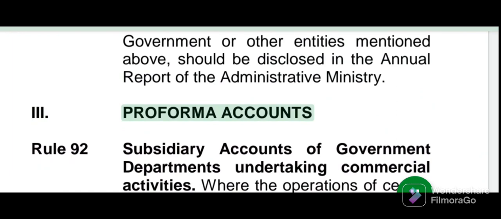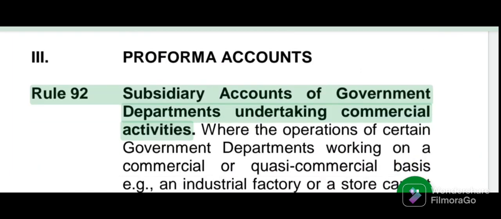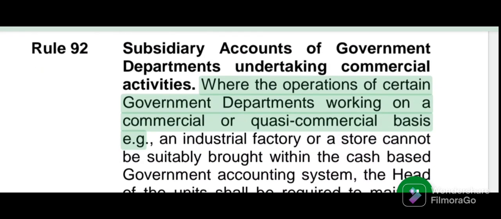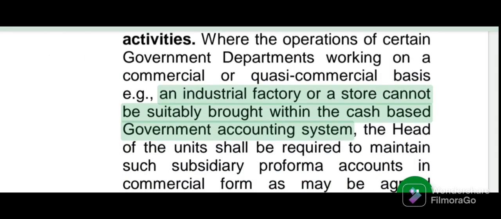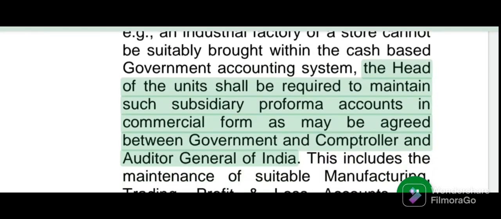3. Pro forma accounts. Rule 92 Subsidiary accounts of government departments undertaking commercial activities. Where the operations of certain government departments working on a commercial or quasi-commercial basis, e.g., an industrial factory or a store, cannot be suitably brought within the cash-based government accounting system, the head of the units shall be required to maintain such subsidiary pro forma accounts in commercial form as may be agreed between government and Comptroller and Auditor General of India.